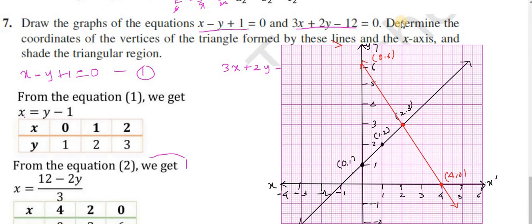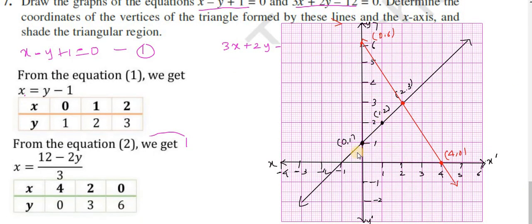What is it? Determine the coordinates of the vertices of the triangle formed by this line and the x-axis, and shade the triangle. See here, you can see the triangle. So this is the triangle. Since we are told to shade the triangle, we'll shade the triangle now.